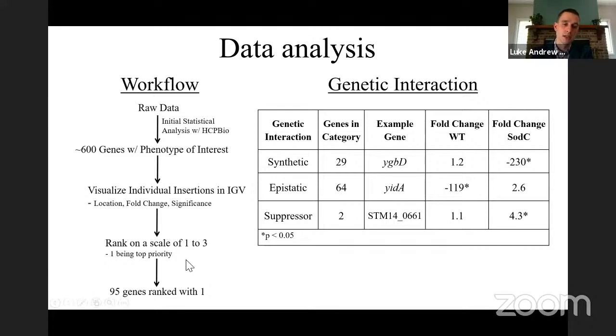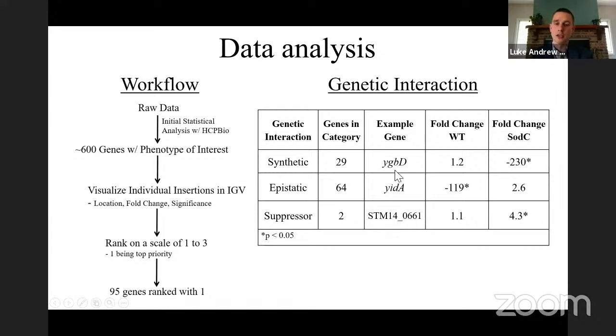And we ranked these genes on a scale of 1 to 3, with 1 being our top priority for follow-up. At that point, we were left with a list of about 95 genes ranked 1 that were our top priority for follow-up. And so here's the genetic interaction breakdown of that data. 29 of those genes had putative synthetic interactions.